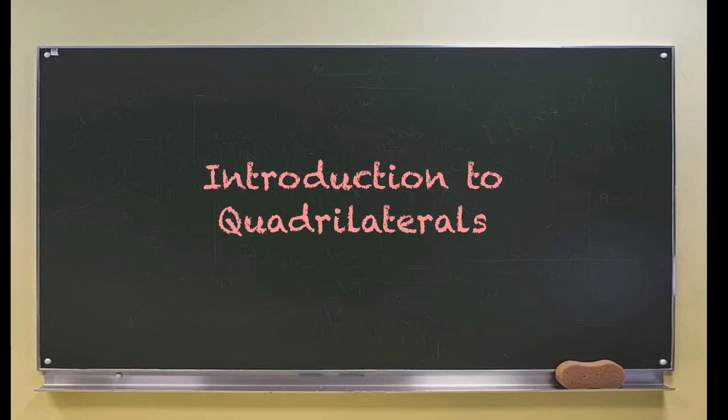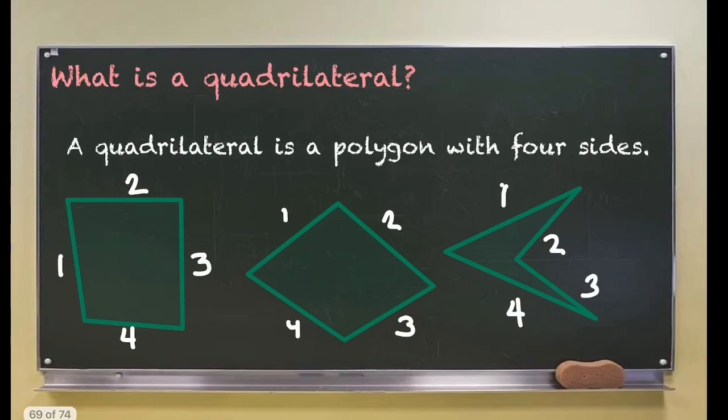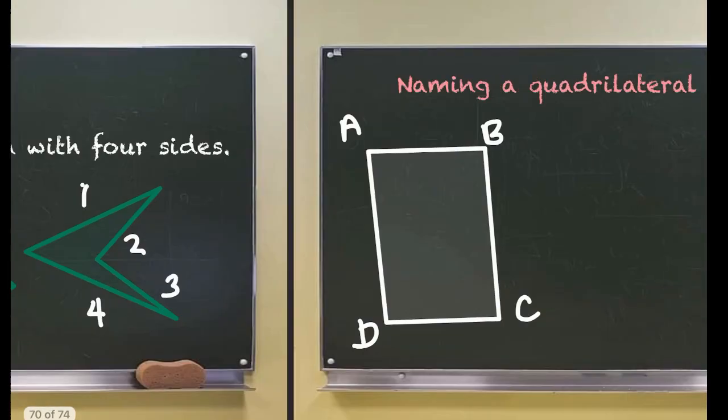Alright, so we're going to talk about quadrilaterals. Ano nga bang quadrilaterals? A quadrilateral is a polygon with four sides. So, all of these are quadrilaterals. So, look at the first one. It has four sides. The second one has four sides also. The third one has four sides. These are all quadrilaterals. Paano ba natin ini-name ang quadrilateral?